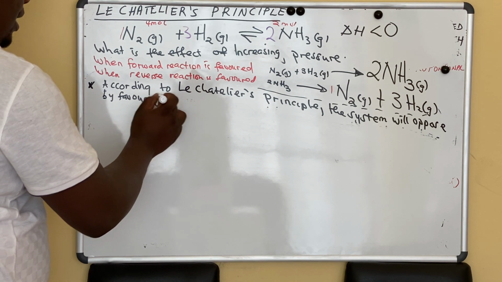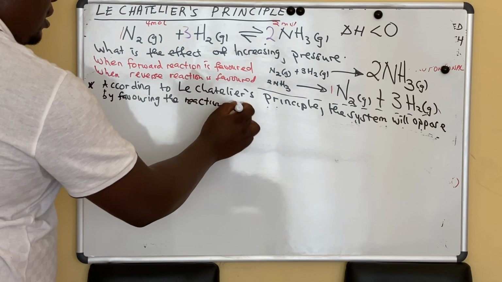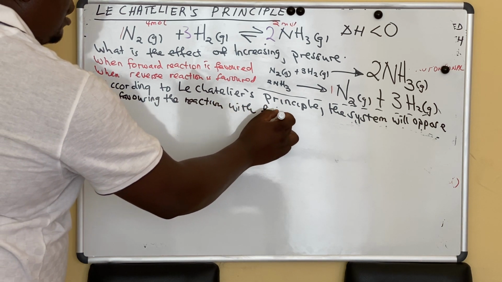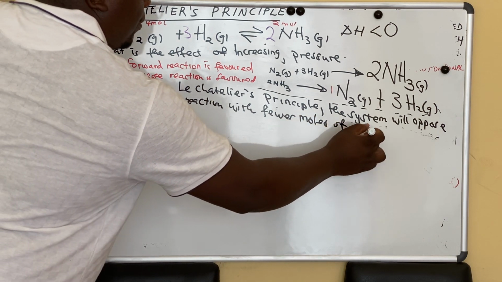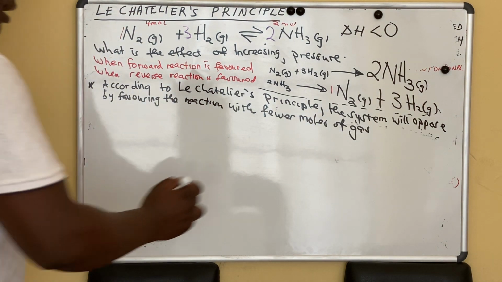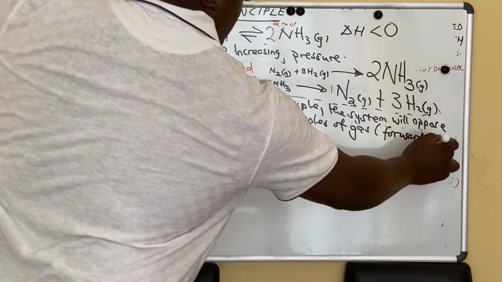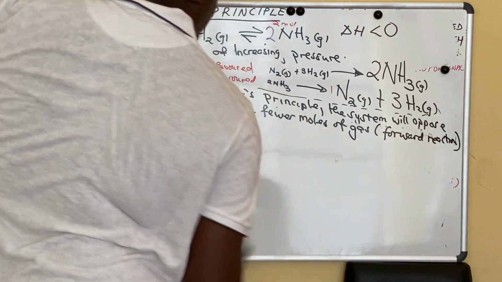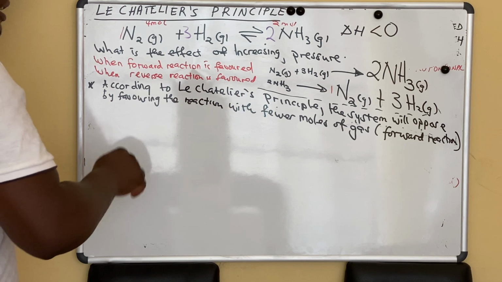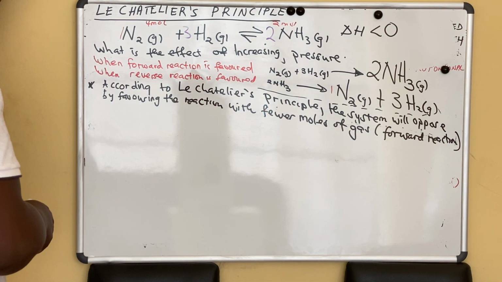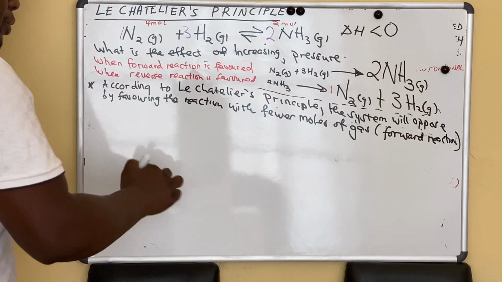The system will oppose by favoring the reaction with fewer moles of gas or fewer volumes of gas. In this case, which is the what? The forward reaction. So the forward reaction is going to be favored there because we have increased the pressure. So once we increase the pressure, the system opposes according to Le Chatelier's principle by favoring the side with fewer volumes of gas so that it can reduce the pressure.